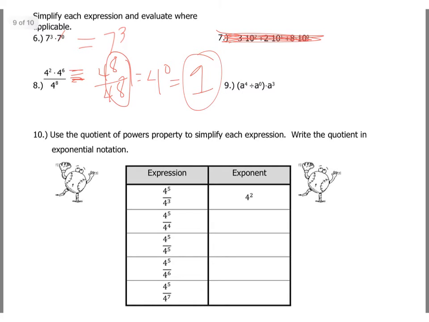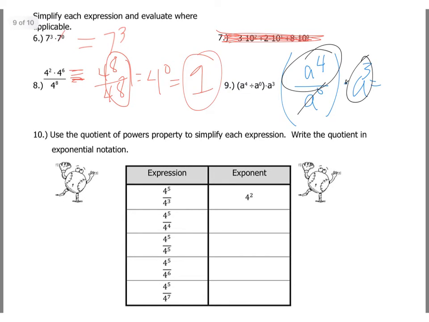All right, number 9 is kind of hard to see what you're doing until you rewrite it. So I have a to the 4th divided by a to the 0, and this is all going to be times a to the 3rd. This is a lot easier than it looks, because remember this becomes 1. So it's really just going to be a to the 4th times a to the 3rd, which is a to the 7th.